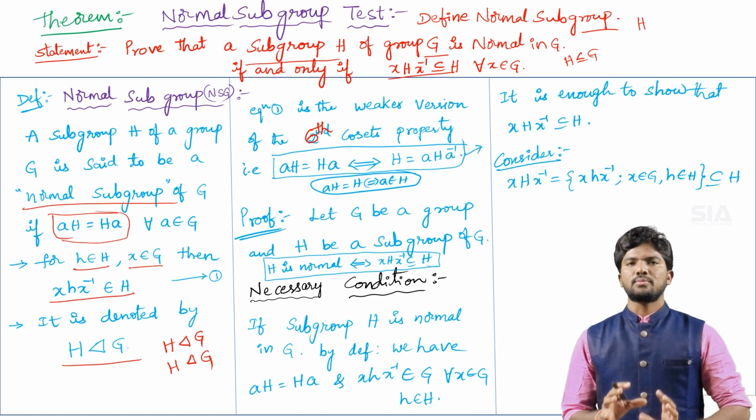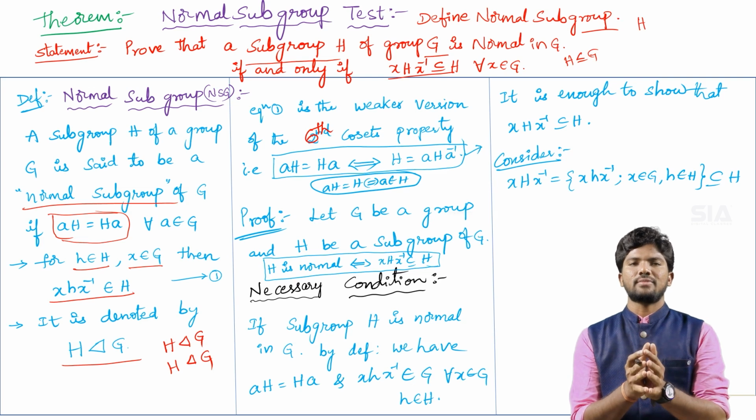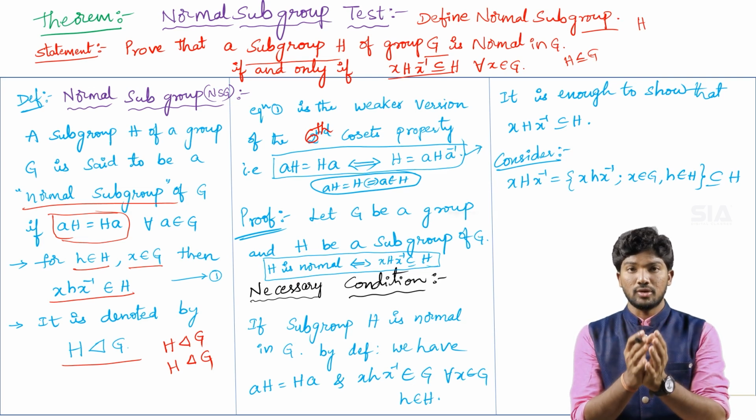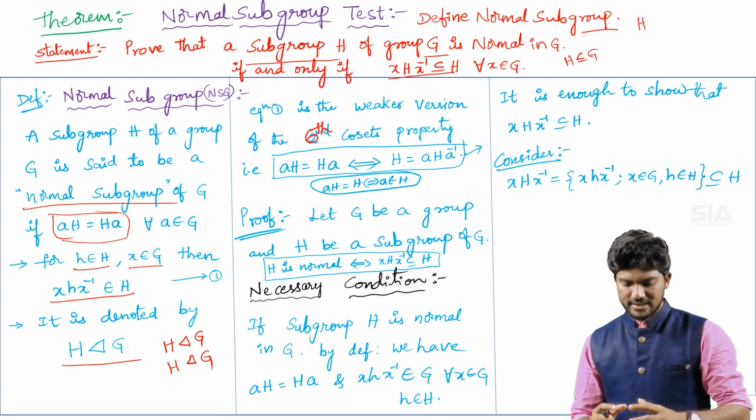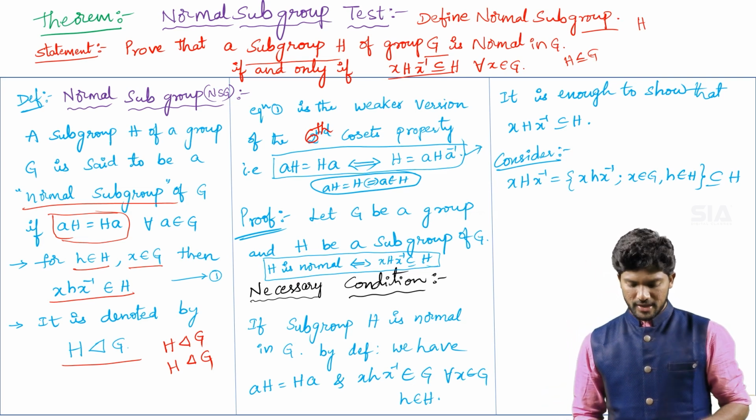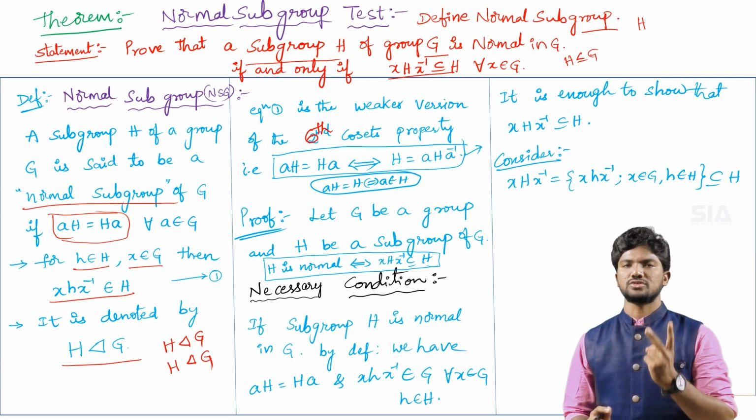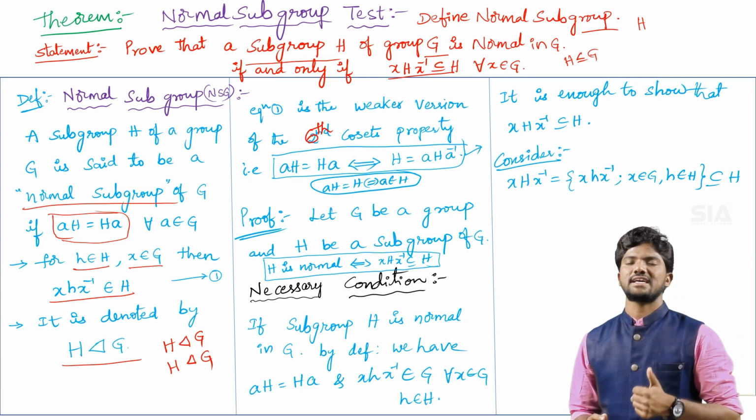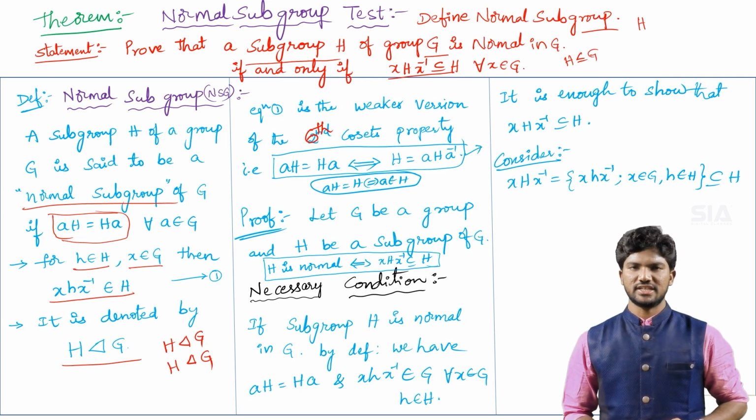Now we are entering into the proof of the theorem. Basically, capital H is a subgroup, and we are going to prove that it is a normal subgroup whenever xHx inverse is a subset of or equal to capital H. That is the theorem. So here, since there is an if and only if condition, we are going to prove this theorem in two steps. The first step is the necessary condition, and the second step is the converse part, that is the sufficient condition.